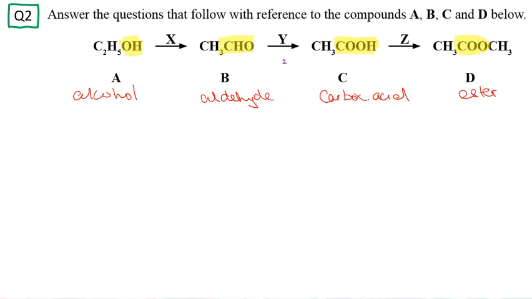Next, I would name those compounds. So the first one there, 2 carbons and an alcohol, that will be ethanol. The aldehyde has 2 carbons in it also, so that will be ethanal. The carboxylic acid has 2 carbons in it, so that will be ethanoic acid. And the ester is a bit more tricky to name. For that one, I would draw it out.